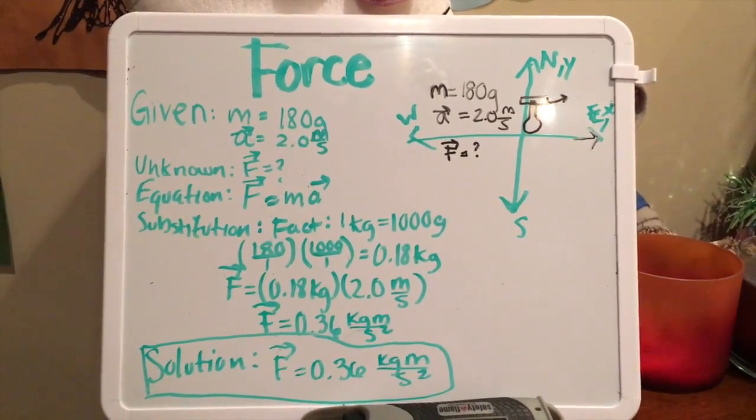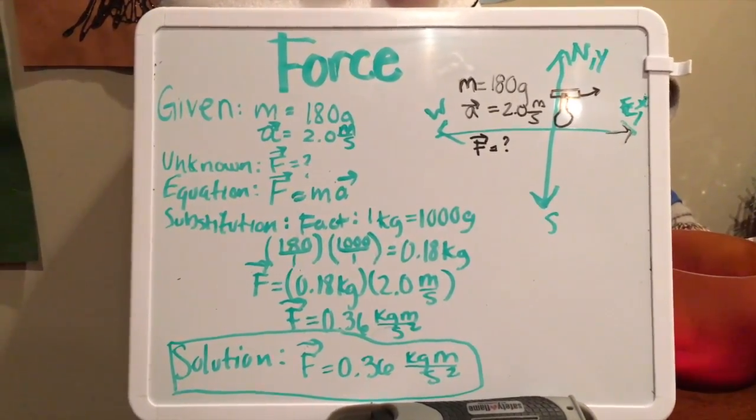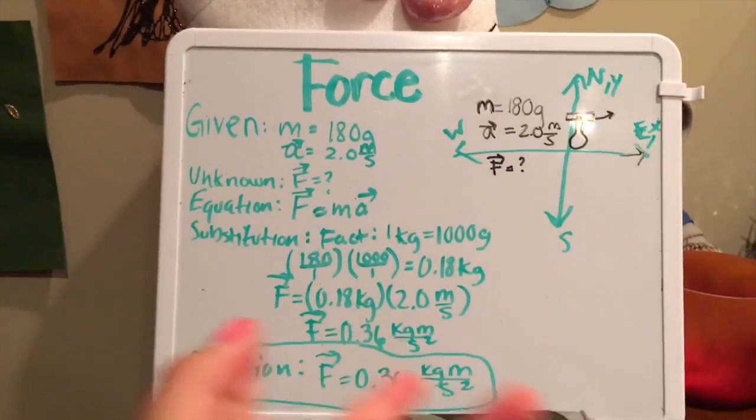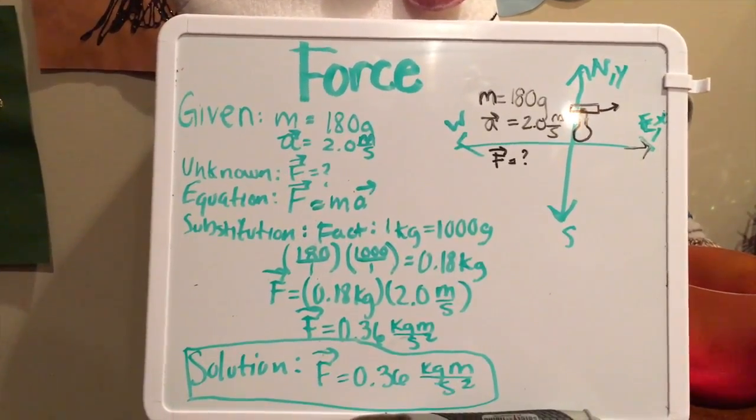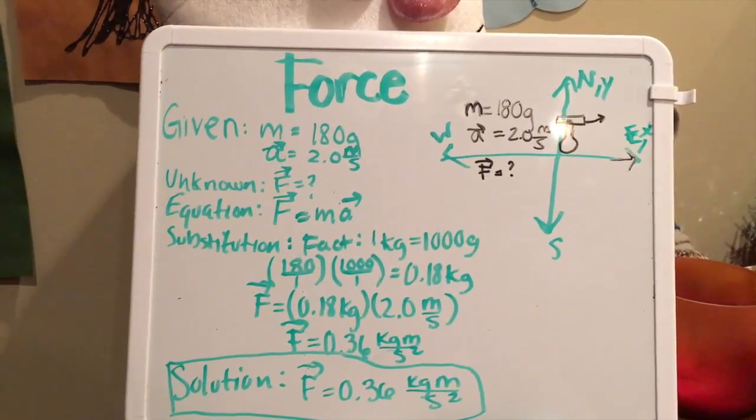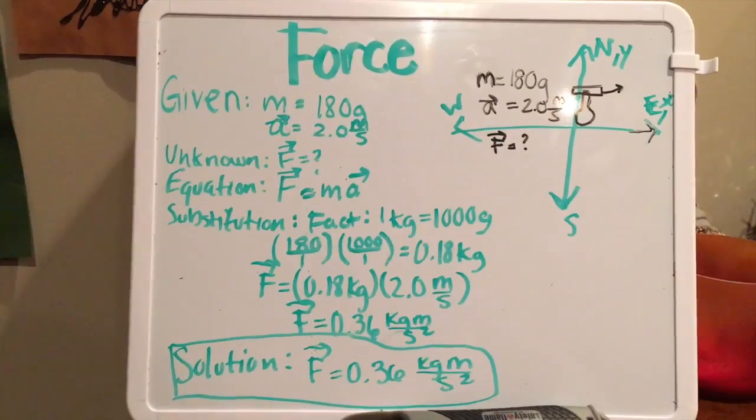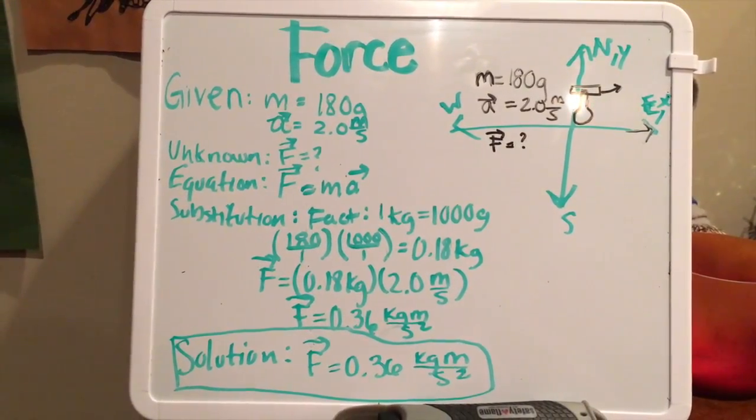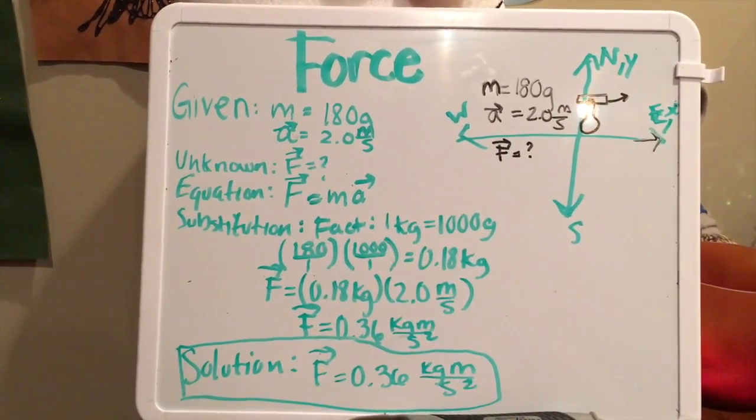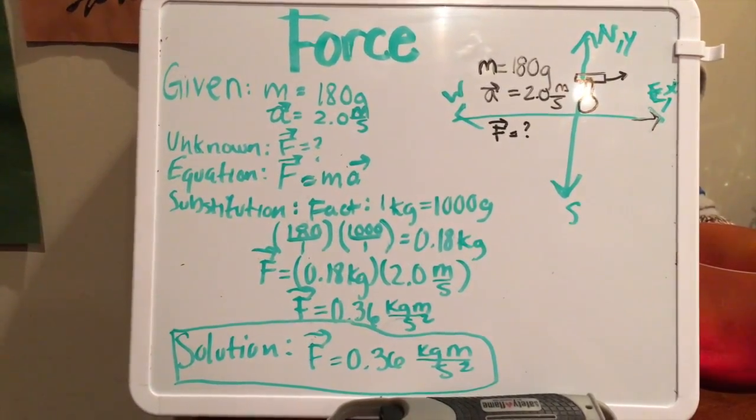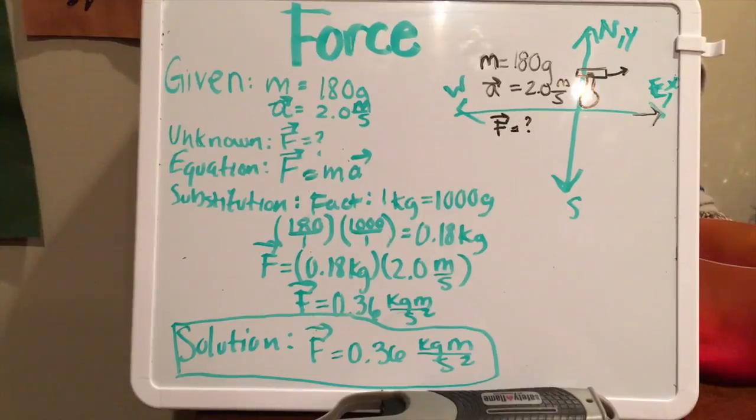Here we have one of my subpoints, which is force. Right here we have our XY diagram that basically has information from the given and the unknown. Our given is mass equals 180 grams and acceleration, which is 2.0 meters per second squared. Our unknown is force. Our equation is force equals mass times acceleration.